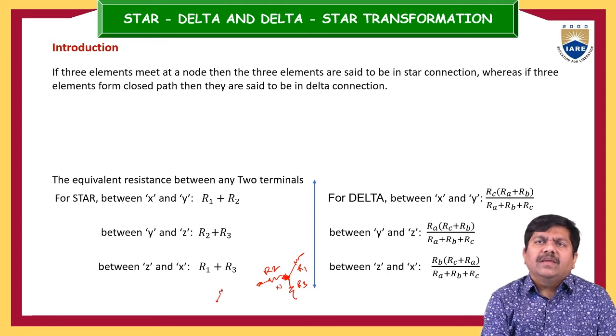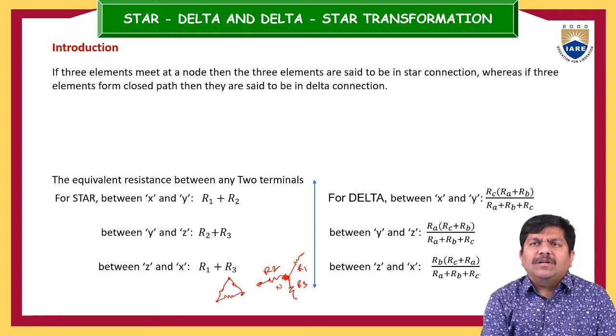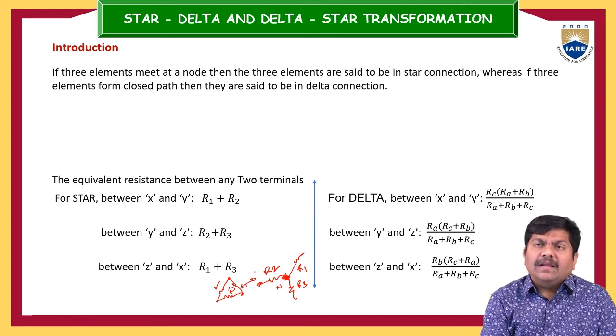Now instead of this, if another resistance is connected to the terminating point of the previous resistance, and again one more resistance is connected to the terminating point of the previous resistance, and the last resistance is connected back to the starting point of the first resistance, then it looks like a delta. Now, if the electrical circuit has more of these shapes, you can convert either this form to this or this form to this. This is the delta configuration and this is the star configuration.